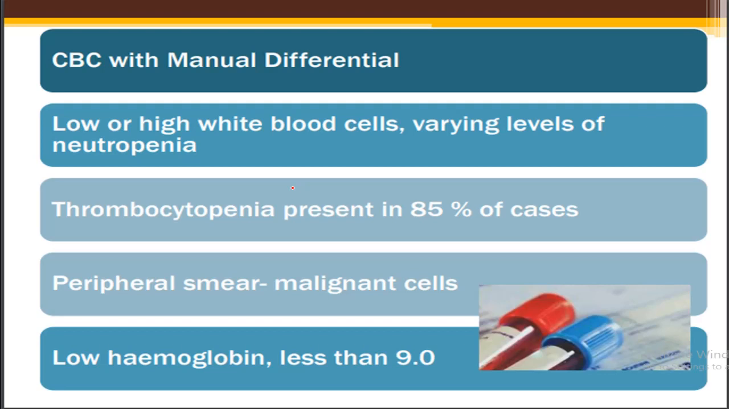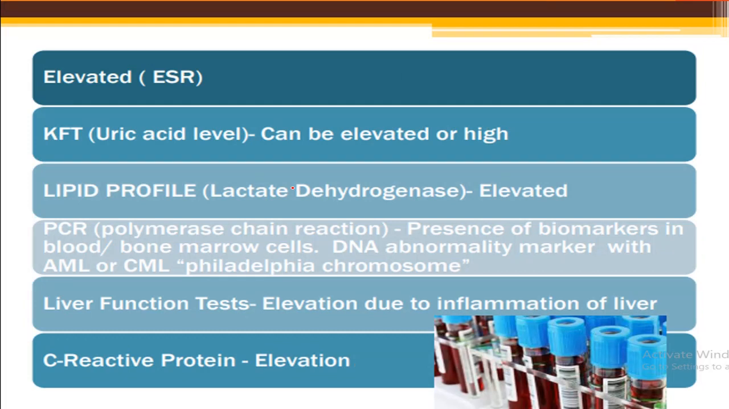There will be low or high white blood cells, varying levels of neutropenia, okay? Thrombocytopenia is present in 85 percent of patients with leukemia. Sa peripheral smear, there is presence of malignant cells. Okay, mababa din ang kanyang hemoglobin, less than 9. Okay, there will also be elevated ESR or erythrocyte sedimentation rate. Sa kidney function test naman, mataas ang uric acid level. Tapos, sa lipid profile, elevated din.